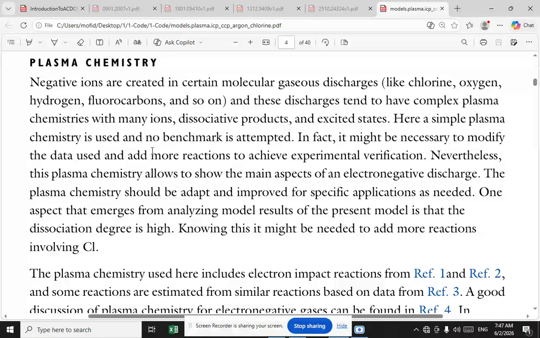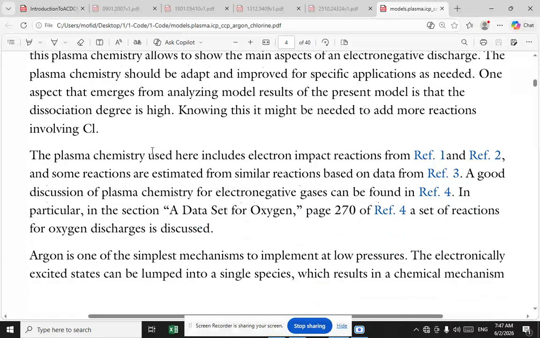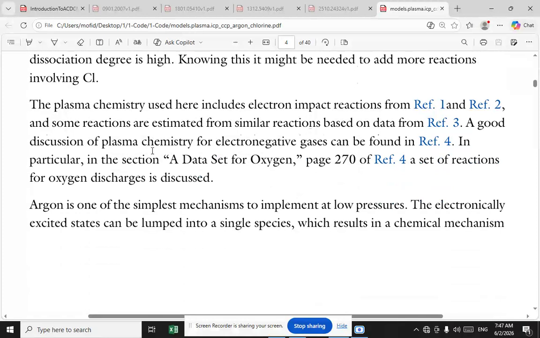One aspect that emerges from analyzing the results of the present model is that the dissociation degree is high. Knowing this, it might be needed to add more reactions involving chlorine. The plasma chemistry used here includes electron impact reactions from reference 1 and reference 2, and some reactions are estimated from similar reactions based on data from reference 3. A good discussion of plasma chemistry for electronegative gases can be found in reference 4, in particular in the section A data set for oxygen, page 270 of reference 4, where a set of reactions for oxygen discharge is discussed.